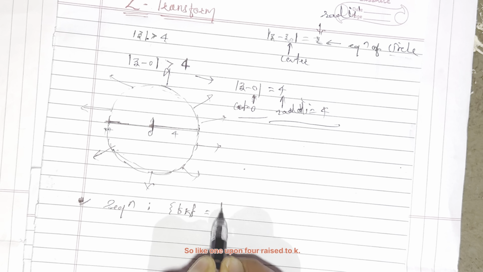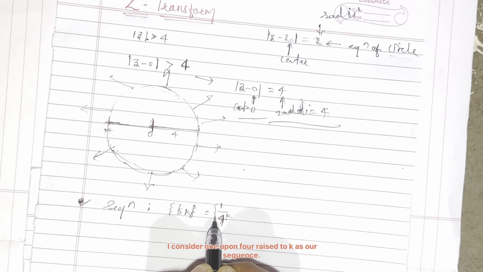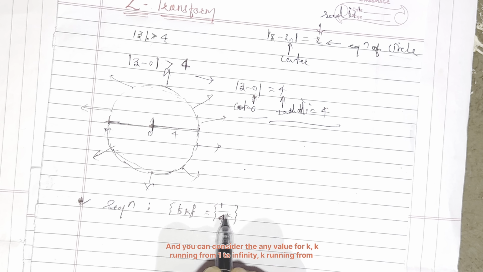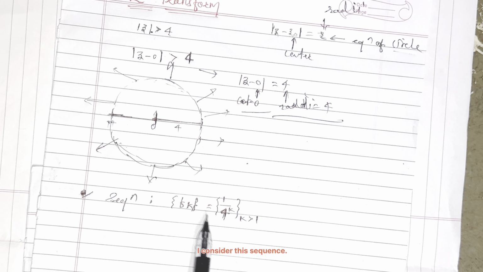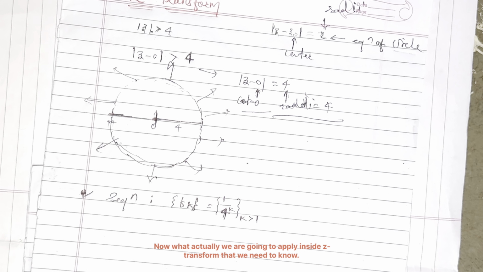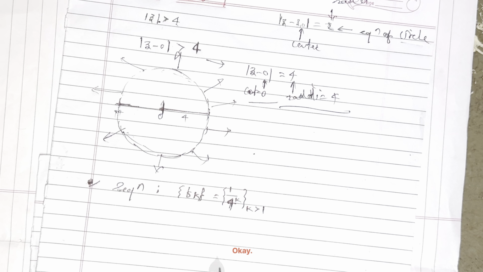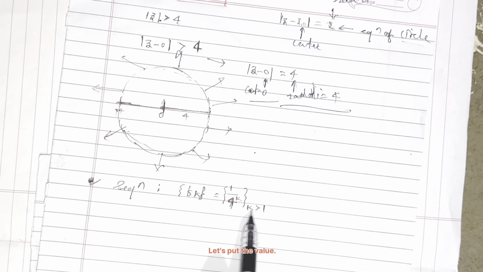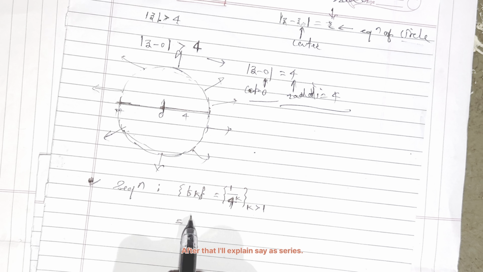So like 1 upon 4 raised to k, I consider 1 upon 4 raised to k as our sequence, and you can consider any value for k running from 1 to infinity. Now what we are going to apply inside Z transform, that we need to know. So I consider sequence f of k as 1 upon 4 raised to k, with k running from 1 to infinity. This one is a sequence guys. After that I'll explain series also.